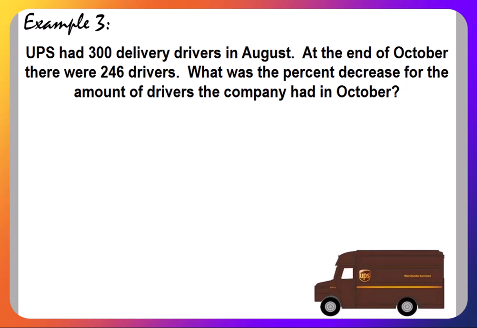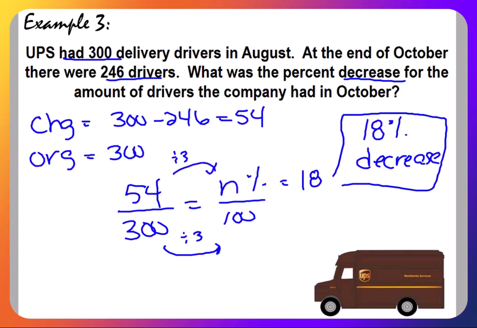Okay, example 3. UPS had 300 delivery drivers in August. At the end of October, there were 246 drivers. What was the percent decrease for the amount of drivers the company had in October? So it is a decrease because the amount of drivers is getting smaller. So pause the video, identify your change in your original amounts, and then solve it. Come back and check your answer. Okay, did you get an 18% decrease? If you did, awesome job. If not, pause the video, check to make sure that you had the right change in original value amounts, check to see that you set up your proportion correctly and that you did the math correctly.